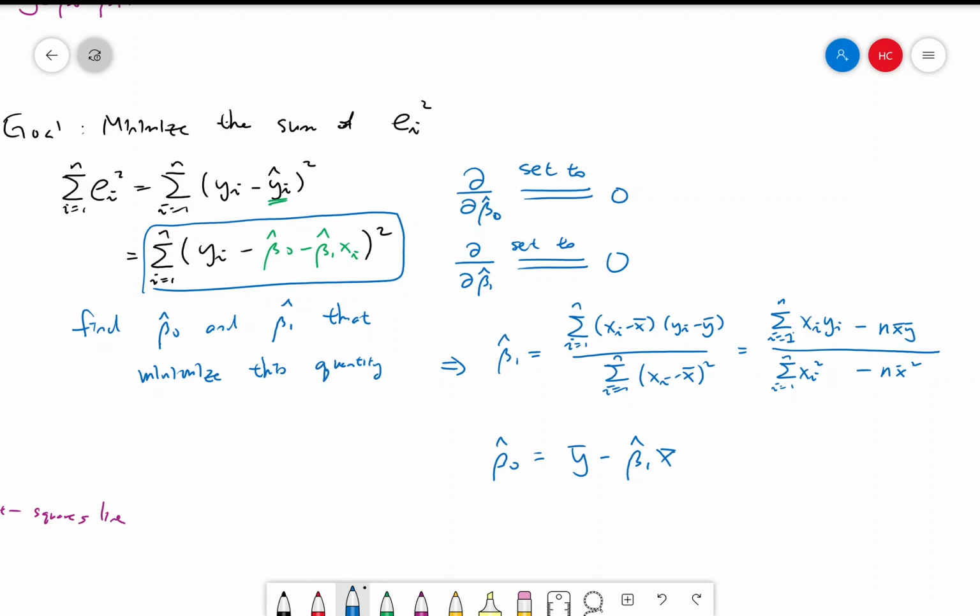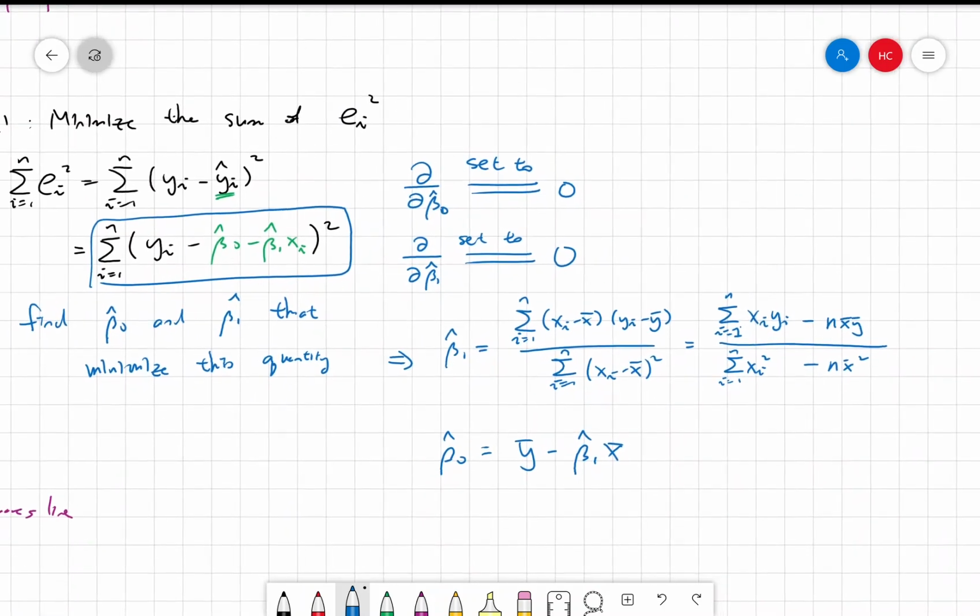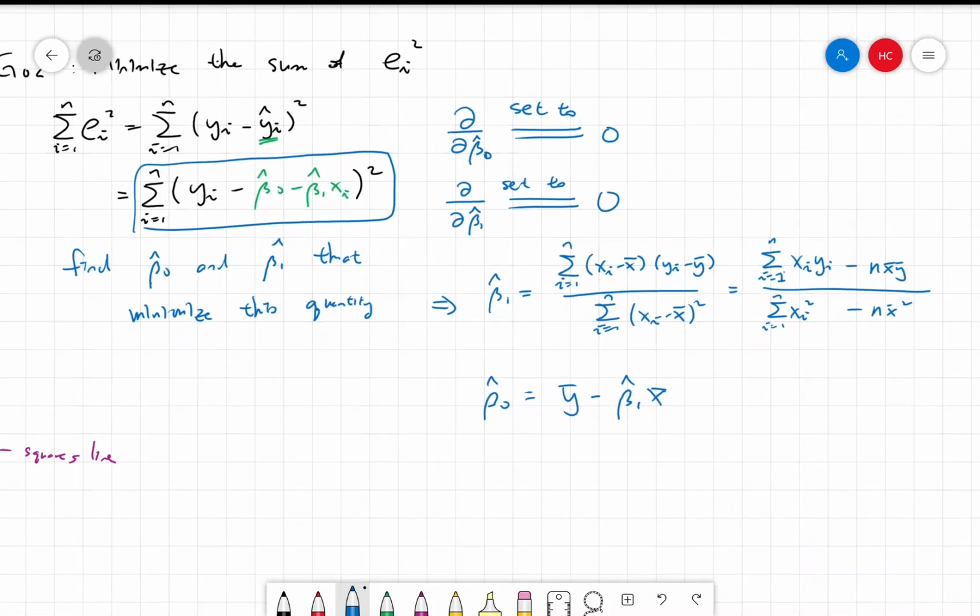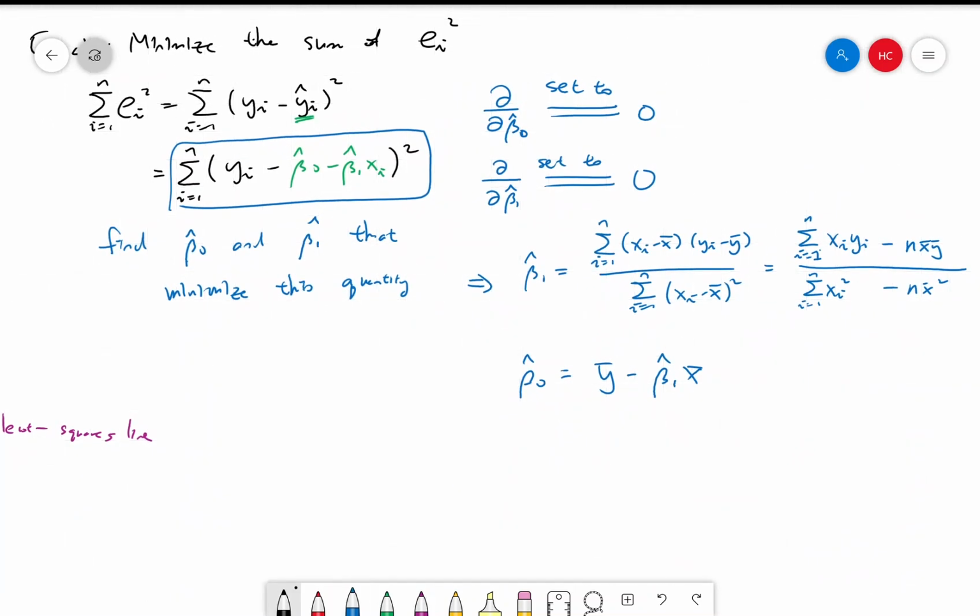So this is how we solve for the least squares line. The least square line has two different kinds of representations. You can write it in the slope-intercept form, which is y equals beta 0 hat plus beta 1 hat x. Beta 0 hat and beta 1 hat have formulas above.